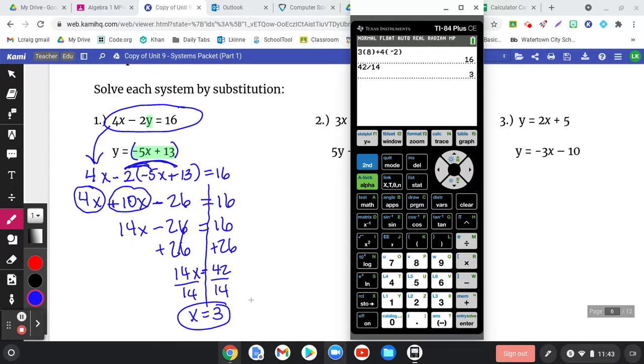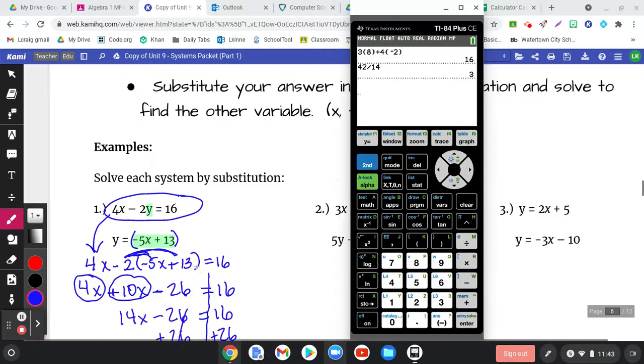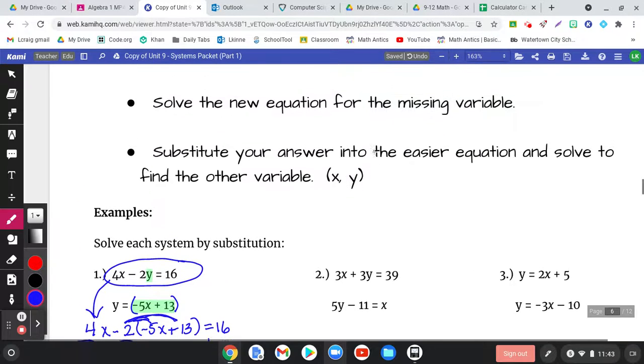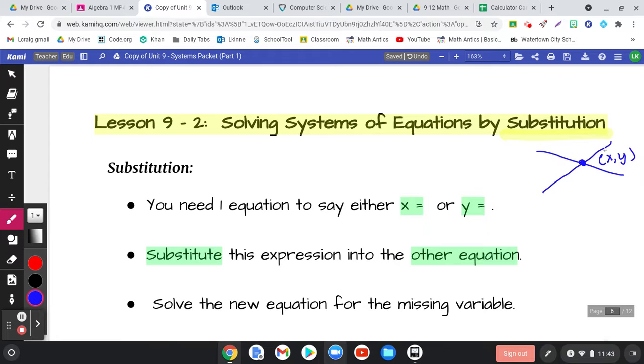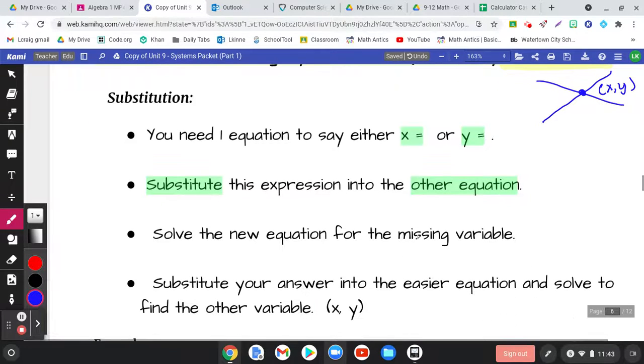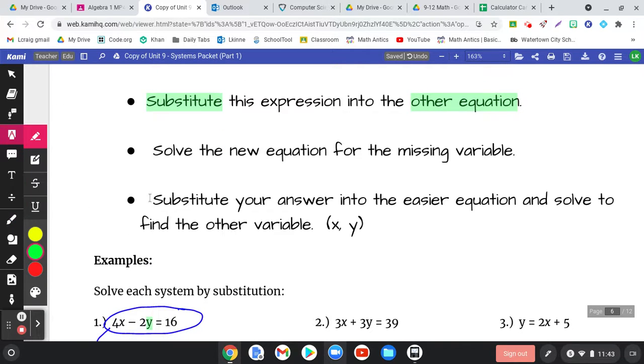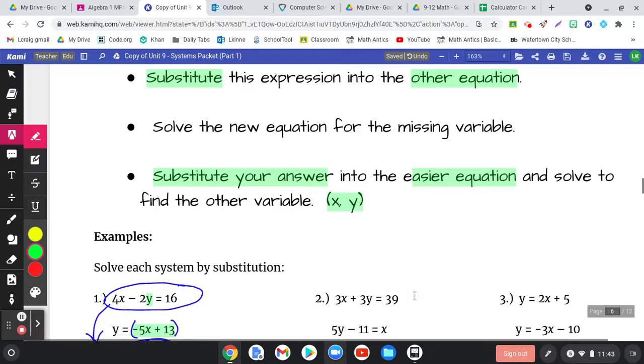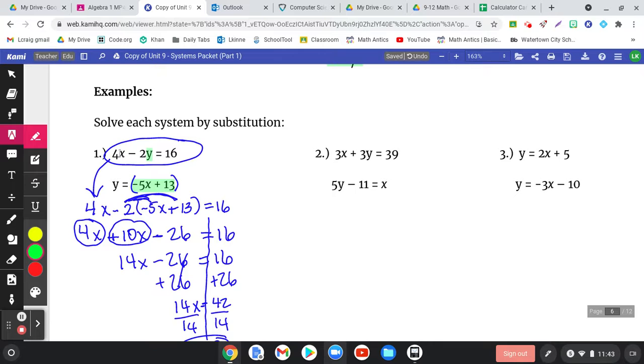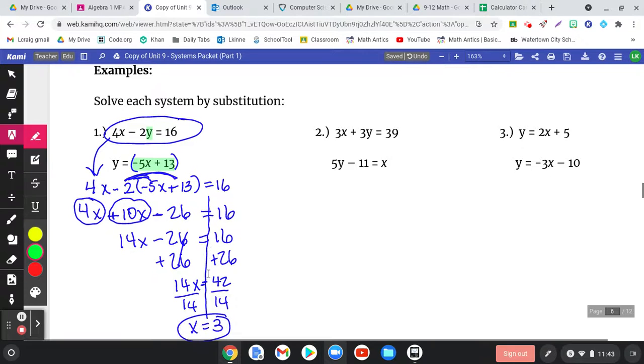So now you found what x equals. We also need to know what y equals, because in the end, remember, both of those equations are equations of lines. You're looking for this point. So we solved the new equation for the missing variable, and now we're going to substitute our answer into the easier equation and solve to find the other variable. So we already know x, now we're going to figure out what y is. If you look at these two equations, they would both give you the same value for y when you plug x in.